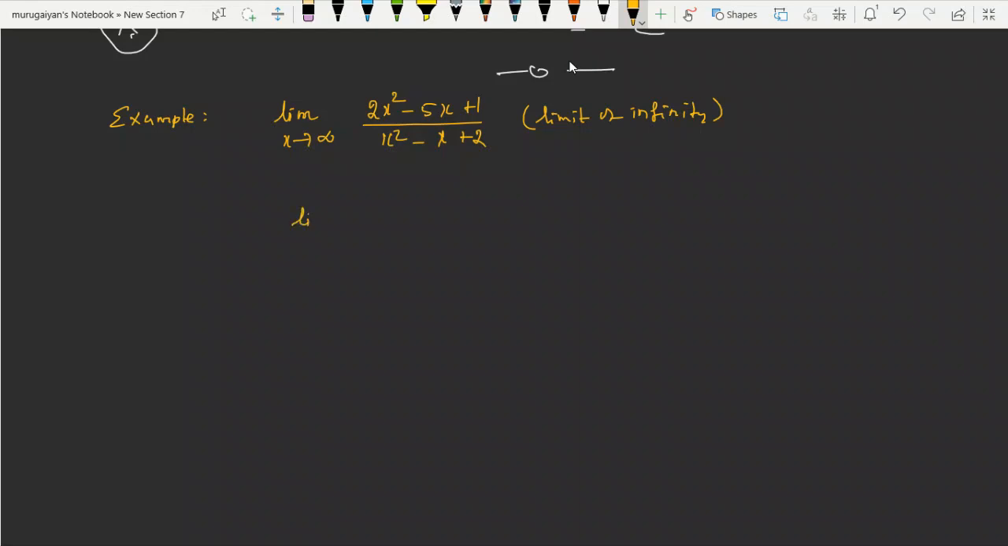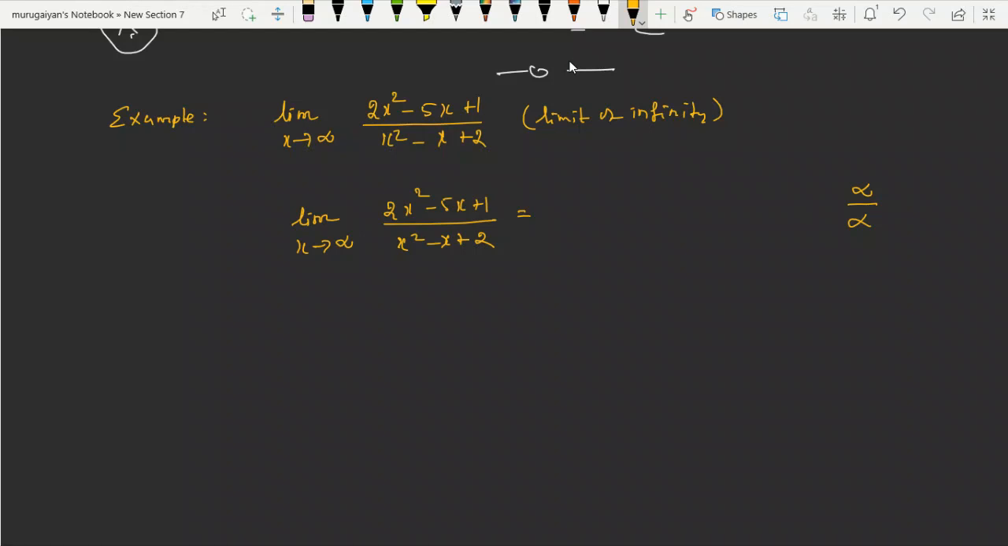So limit as x approaches infinity of (2x square minus 5x plus 1) over (x square minus x plus 2). If we find the direct limit by taking x to infinity, an indeterminate form will come: infinity divided by infinity. So infinity divided by infinity is an indeterminate form.